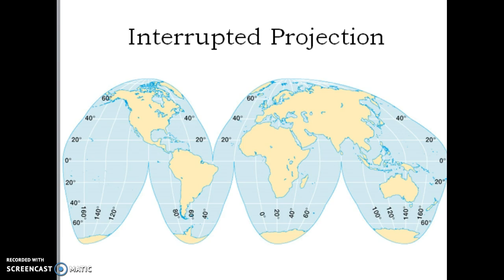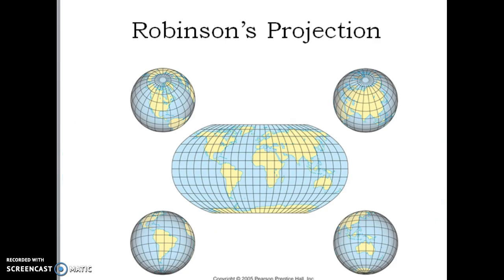You maybe recognize this one as well. This is the interrupted projection. And then we also have one that is the Robinson projection. Now the Robinson projection is moving in the right direction. You can see right here Africa is represented larger in the center.